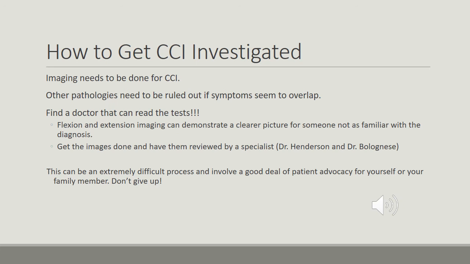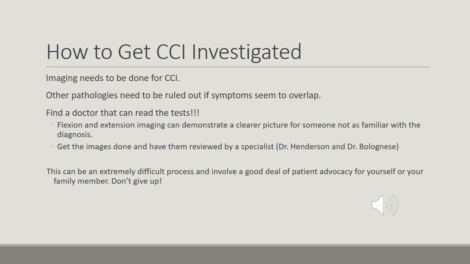Overall for CCI, and again, we're not talking about Chiari in this lecture, but CCI, imaging has to be done for it. Other pathologies need to be ruled out if the symptoms seem to overlap. And even though you come up with CCI, like we talked about before, it's really important to potentially look at some other things, because something like a CSF leak might be an easier solution to calming down the majority of your symptoms, and going through a surgical fusion procedure might lead to more issues down the road. So again, it's just important to potentially look at other pathologies if you feel like the symptoms are overlapping.